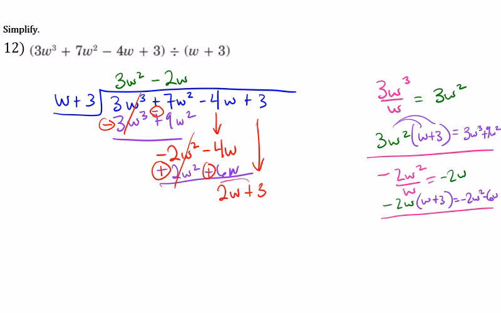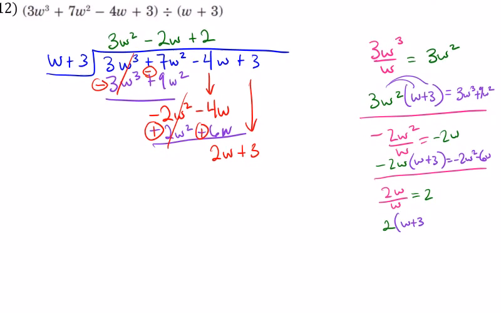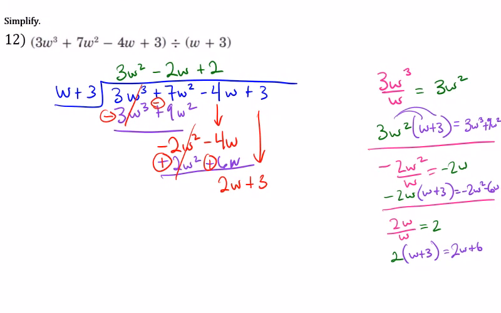Now I'm going to do this divided by this, right? 2w divided by w, and that just equals 2, right? So I'm going to put a 2 here, positive 2. Then I'm going to take that 2 and multiply it by w plus 3. So I multiply 2 times w plus 3, and I'll distribute, so it becomes 2w plus 6. That's what we put down here, 2w plus 6.